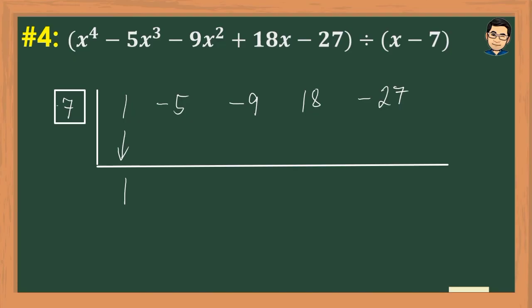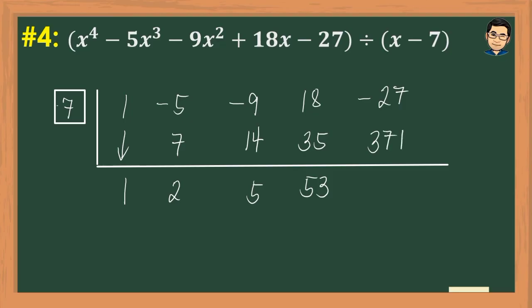So, 1 times 7, that is 7. And then, we add negative 5 plus 7, that is positive 2. Again, multiply to 7, that is 14. So, repeat process lang po hanggang makarating sa pinaka-last column. Okay? So, negative 9 plus 14, that is 5. And then, 5 times 7, that is 35. So, 18 plus 35, that is 53. And then, finally, 53 times 7, that is 371.